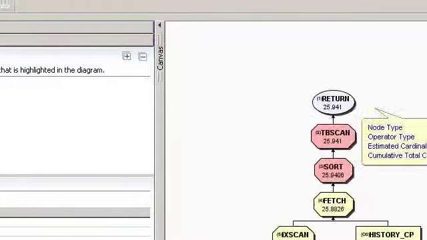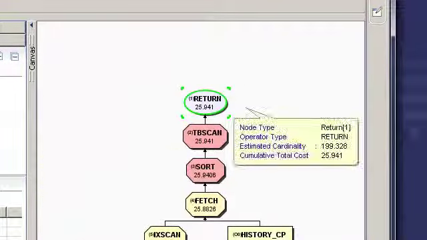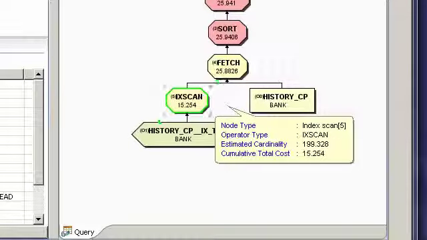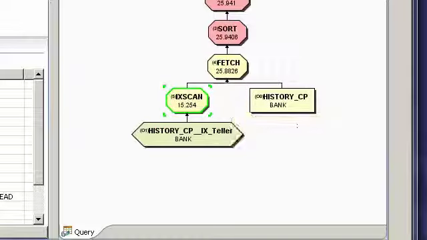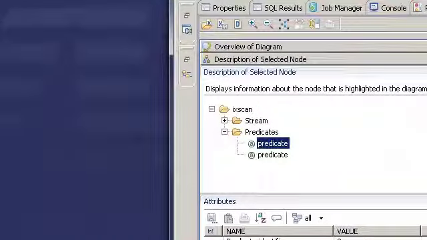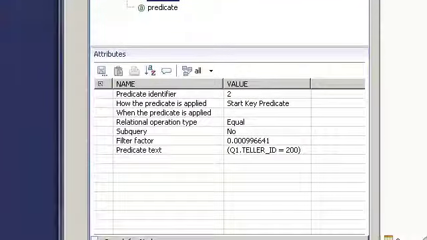Now, when we look at the return, we can see that overall the access plan's estimated cost is under 26. So this was compared to 2,200. So it's roughly 1% of the cost of the other access plan. The index scan here has an estimated cost of 15, and we can look at its characteristics. It has two predicates. It has a start key predicate of teller equals 200. Because we're looking for just a single teller value, that is also the stop key predicate. So it's a very narrow range of the index.